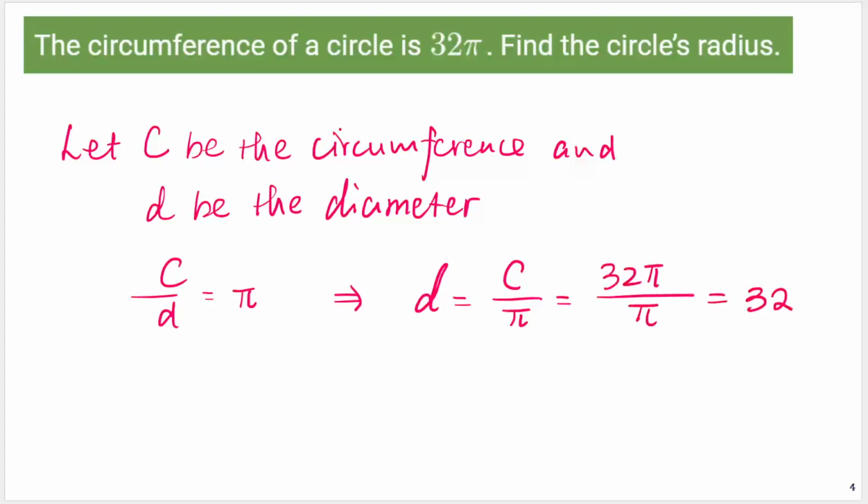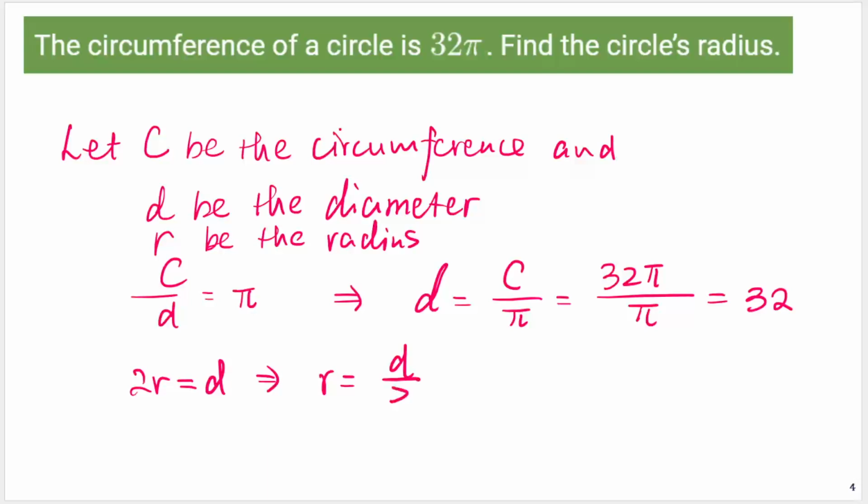So the diameter is 32. Also, we know that the radius is half of the diameter. So if we let R be the radius, then we know 2R equals D. This gives us R equals half D, which is 16, right? So 16 is the radius of that circle. Did you get it?